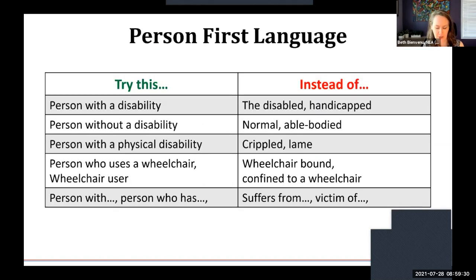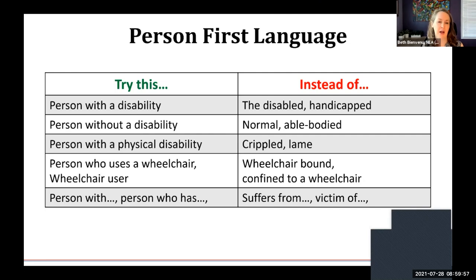So when people are concerned about language, you know, what do I say? Am I going to say the wrong thing? Decades ago, people started using the concept of person first language, that you're a person with a disability, your disability does not define you. And so rather than having the disability first, it's person first.